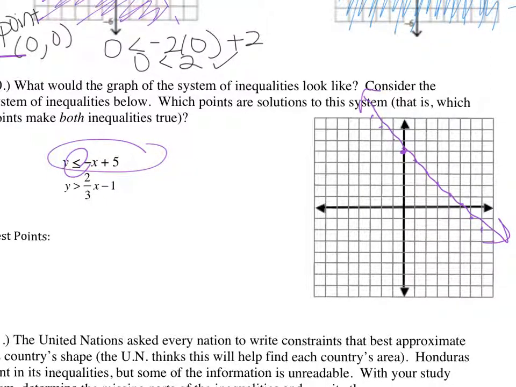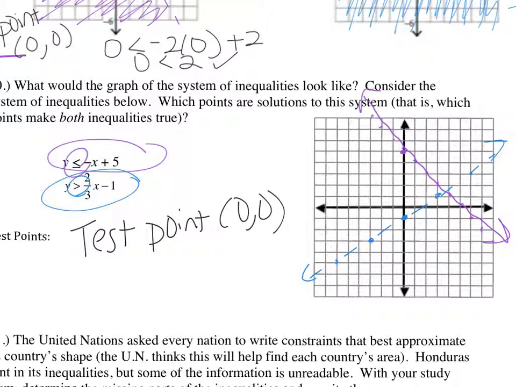The second inequality I'm going to do in blue has a y-intercept of negative 1 and a slope of 2/3. So I'm going to go up 2 units over 3 and put a point, up 2 over 3, go in the other direction. And this is going to be a dotted line because it is greater than. So we're going to pick a test point, and again, I'm going to use my standby test point, which is 0, 0.